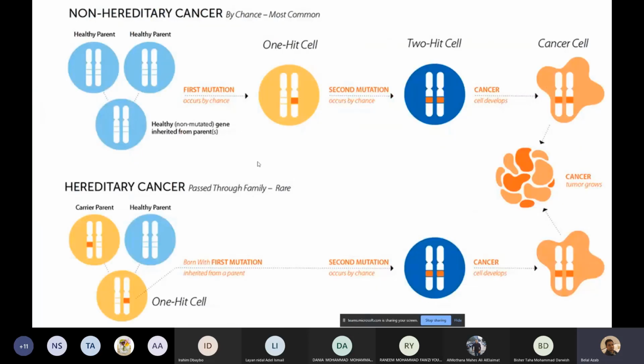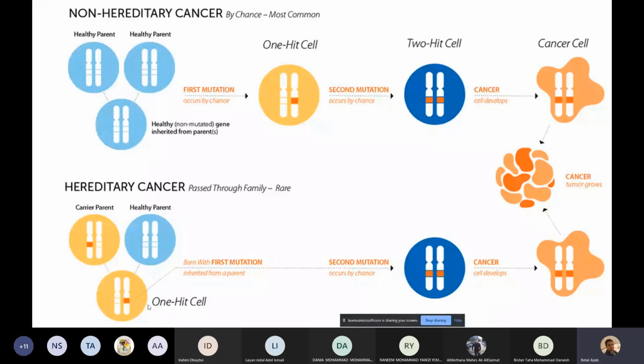In this context, we need to shed some light on a very crucial and important theory in the field of cancer genetics, which is known as the two-hit theory. The two-hit theory is involved in both non-hereditary and hereditary cancer. So let's start with hereditary cancer. Hereditary means that the disease-causing allele is inherited from one of the parents.